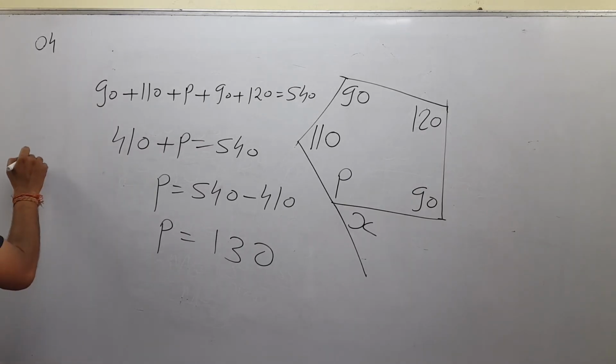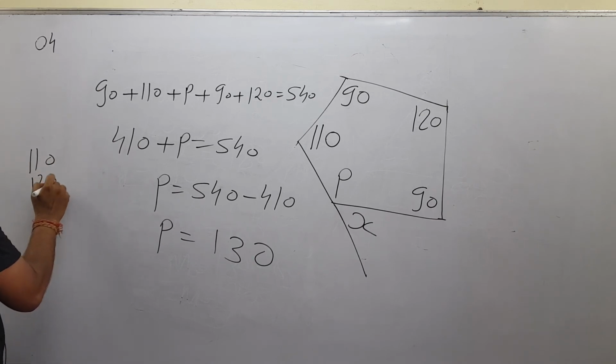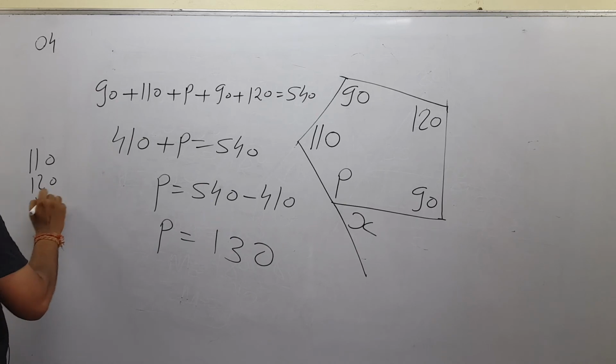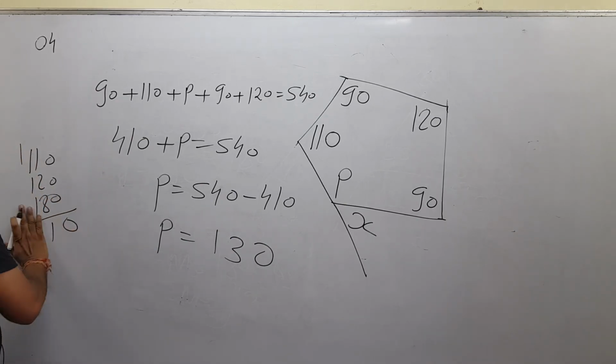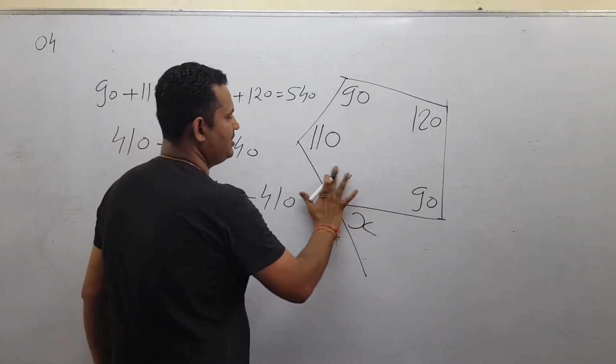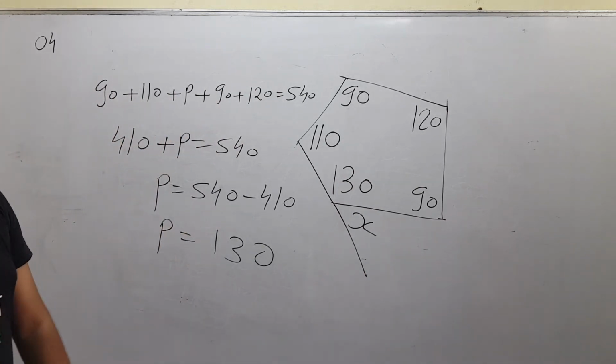Please add these very properly: 110 plus 120 plus 180. Yes, 410 is correct. So the answer of p is 130. Got it? The answer of p is 130.